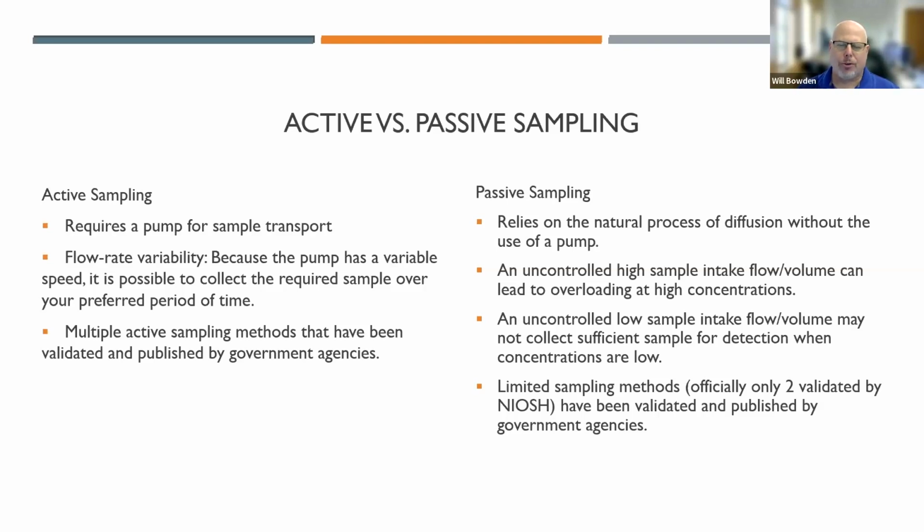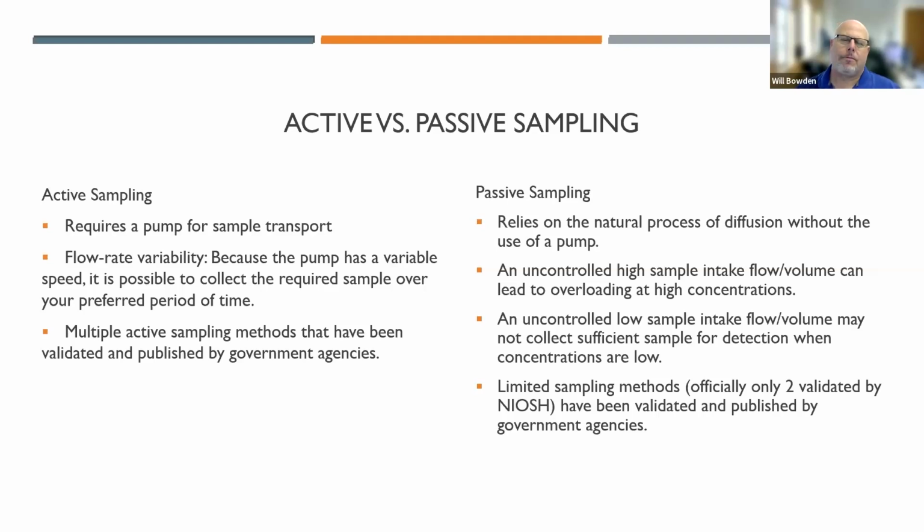With active sampling, there are multiple active sampling methods that have been validated and published by government agencies. With the pump, being able to pull that sample in and run that through the system is going to lead to better response time, which is key, especially in the event of a leak of a toxic gas such as chlorine, ammonia, et cetera, where there could be personnel present in that area. We want to ensure that they have swift notification, so they can evacuate the area and initiate their safety protocol for diagnosis and shut off of that particular leak.